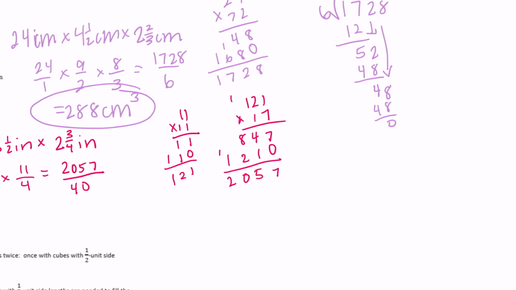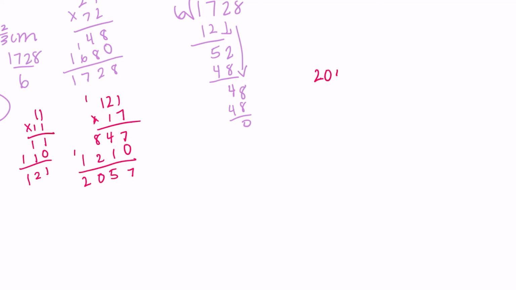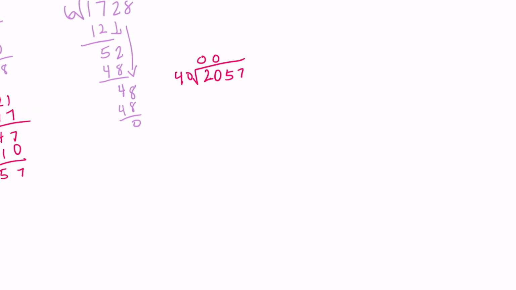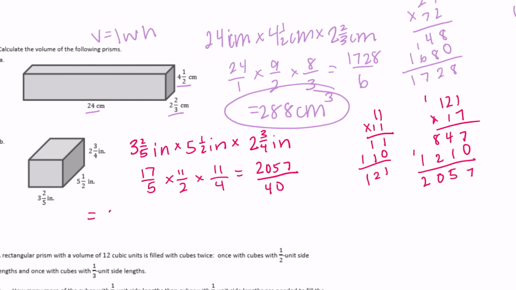So let's divide that out. 40 can't go into 2 or 20. 40 could go into 205. Let's see, 40 times 4 would be 160. 40 times 5 would be 200, so it can go in 5 times. And 40 goes into 57 once. So we have a remainder of 17 over 40. So we get 51 and 17/40 inches cubed.